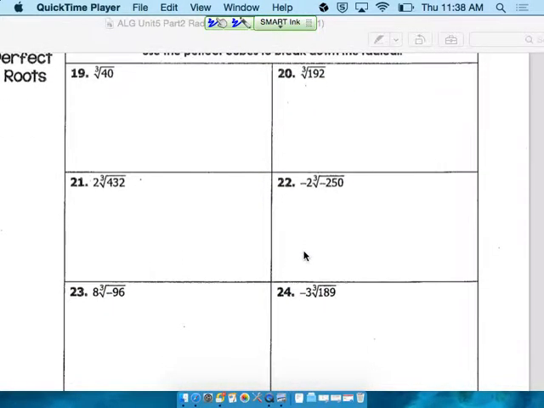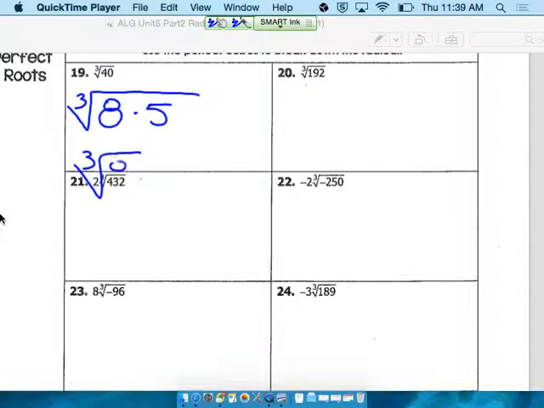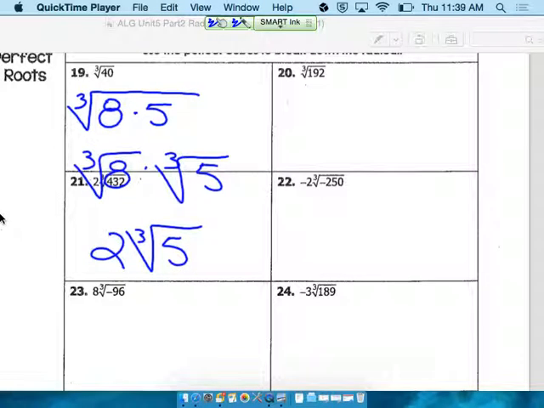Before I get into the negatives, let's go down and look at 19 and 20 for a minute. So here I have radicands that are not perfect cubes. Just verify that 192 is not a perfect cube. No, neither radicand is a perfect cube. So what I'm looking for is a factor of the radicand that would be the largest perfect cube. Well, 40 is 8 times 5. So 8 is my perfect cube. So my simplified answer in reduced radical form for number 19 would be 2 times the cube root of 5.